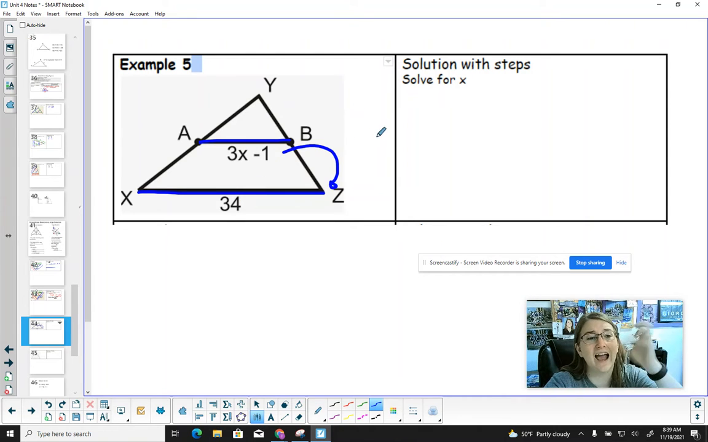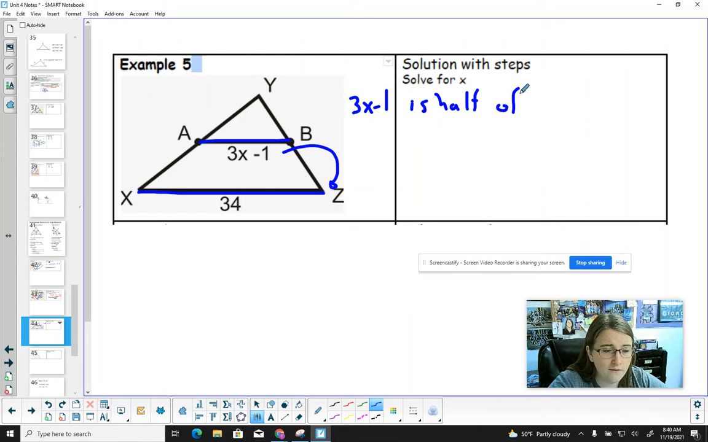Again, what we have is this half relationship. So I'm going to write this kind of as a sentence. I have 3x minus 1 is half of 34. That's what we know. This is the relationship we know. So we can translate this into an equation. I'm just going to go kind of piece by piece here. I've got 3x minus 1.